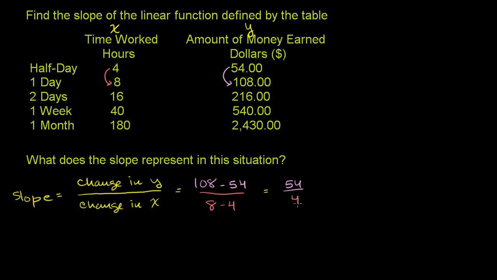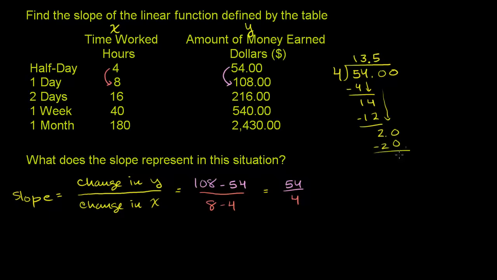So what is 54 divided by 4? So 4 goes into 54. It looks like there's going to be a decimal here. 4 goes into 5 one time. 1 times 4 is 4. Subtract. You get 5 minus 4 is 1. Bring down this 4. You get 14. 4 goes into 14 3 times. 3 times 4 is 12. 14 minus 12 is 2. Bring down a 0 right here. 4 goes into 20 5 times. And of course, you had this decimal right here. 5 times 4 is 20. Subtract, no remainder.